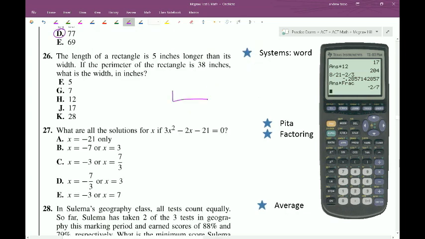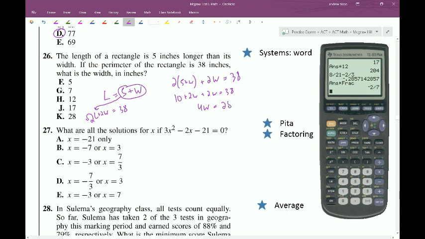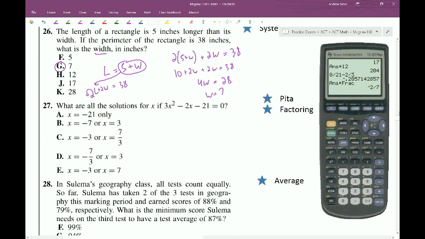The length of a rectangle is 5 inches longer than the width. The perimeter is 38, and another way to express perimeter is twice length plus twice width. What is the width in inches? So what you could do is plug this in for L. So you would get 2 times (5 plus W) plus 2W is 38. So that's 10 plus 2w plus 2w is 38. 4w equals, if you subtract 10 you get 28, so w is 7. Double check that they're asking for the width.